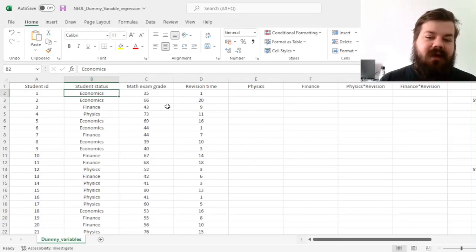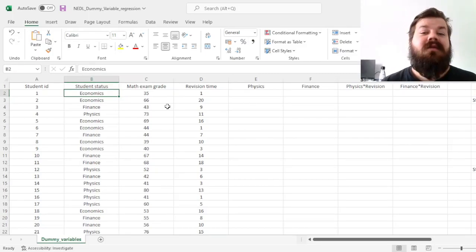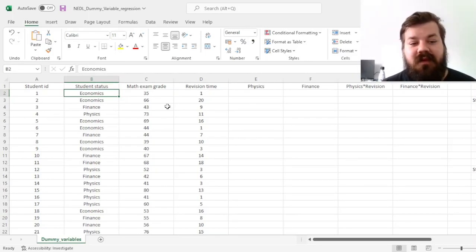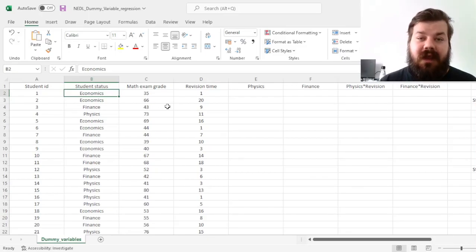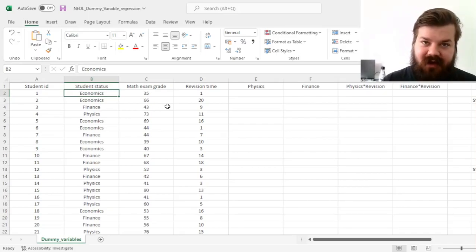And here we have chosen to use economics students as our reference group, meaning that all dummy variables and further estimations will be undertaken for the remaining two groups, namely physics students and finance students. And all estimations will be treating those students relative to their economics studying counterparts.